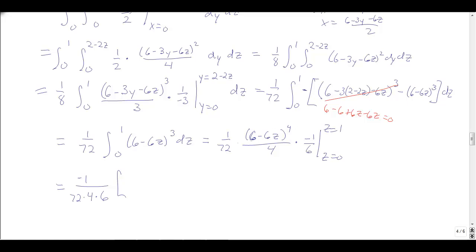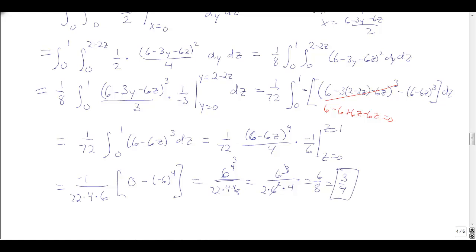Negative 1. When I plug in z equals 1, I get 6 minus 6, that's 0. Minus, when I plug in 0, I get negative 6 to the 4th. And so I get negative times negative. I end up with 6 to the 4th over 72 times 4 times 6. Now I just need to simplify this. And again, you could just multiply everything out and try and simplify or ask your calculator. This isn't really that bad. I can cancel this 6 on the bottom with one of the 6's here. I get 6 cubed. 72 is 2 times 36, which is 6 squared times 4. And then the 6 squared goes away, and I just have 6. It gives me 6 over 8, and gives me an answer of 3/4.